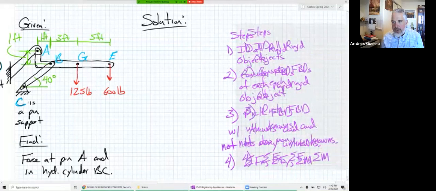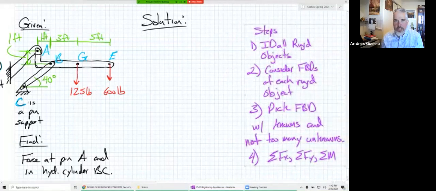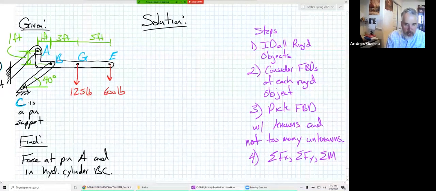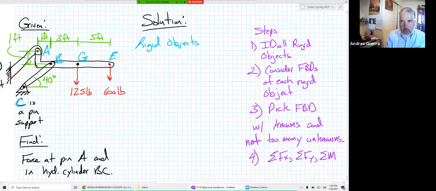So let's identify all of our rigid objects. What are all of our rigid objects for this problem? You don't have to move your steps over, you can leave them where they are. I just want to be able to see the picture still. So what's one of our rigid objects? Oh, DA. Yep, absolutely. I'm going to call it AD. Doesn't matter what you call it.